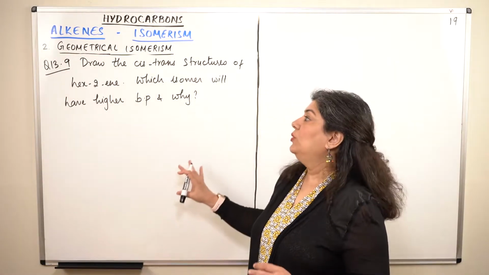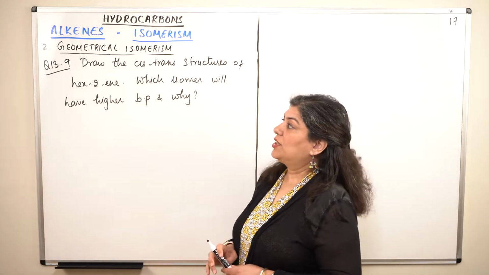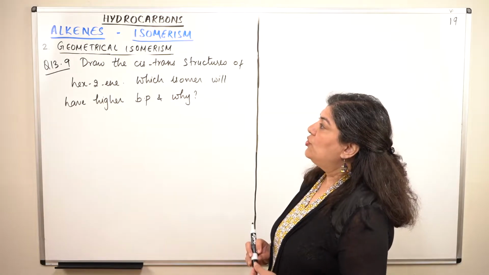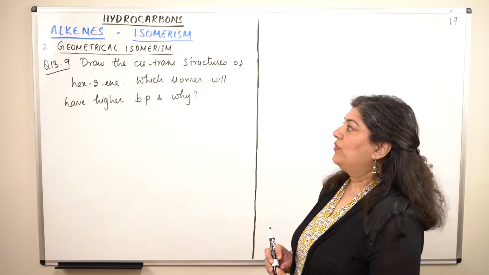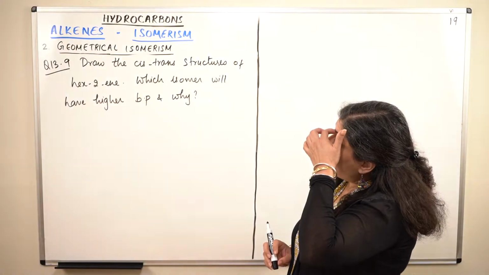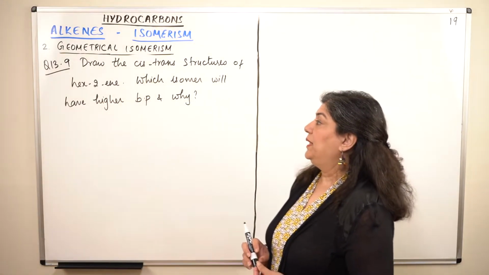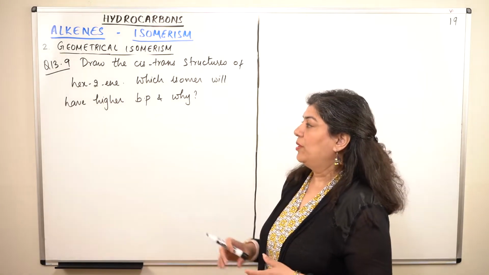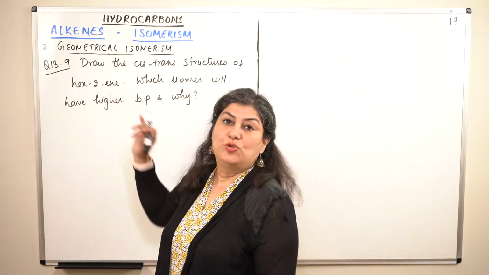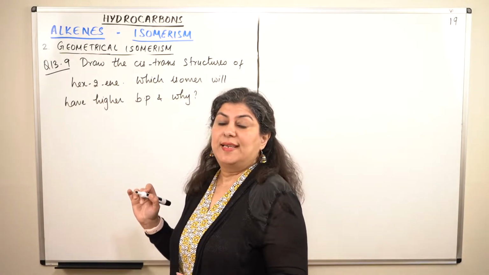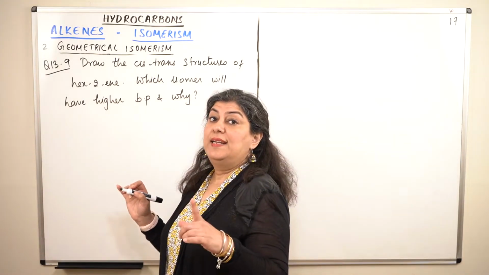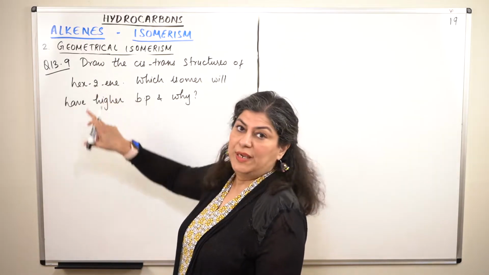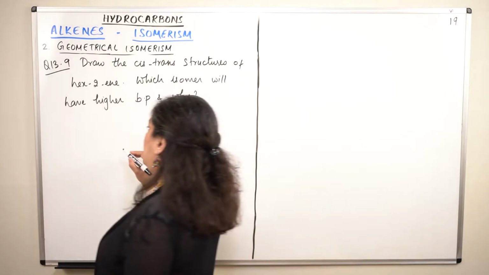Let us now do the exercise question, NCERT textbook exercise question 13.9. The question is, you have to draw the cis-trans structures of hex-2-ene and say which isomer will have a higher boiling point and why. Let us draw the structure first and then we talk about the boiling point. Hex-2-ene means there are 6 carbons, and the double bond is between the second and the third carbon. It is 2-ene. The double bond is on the second carbon.